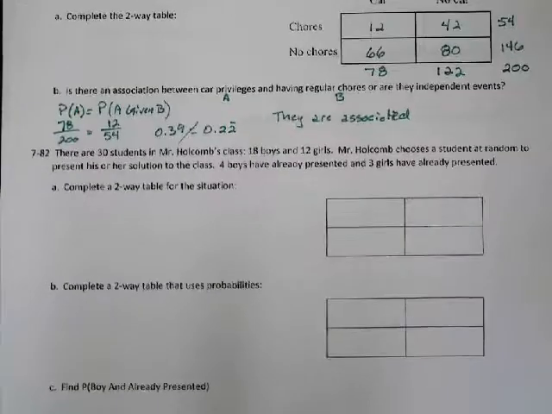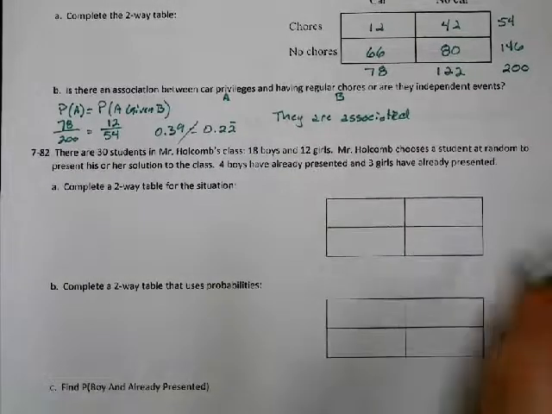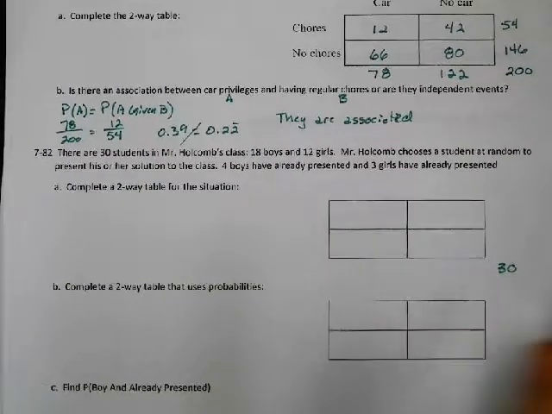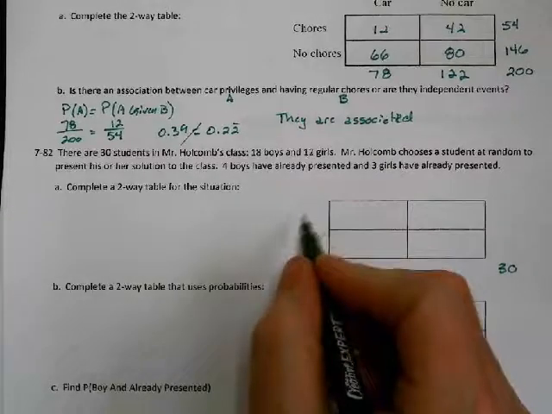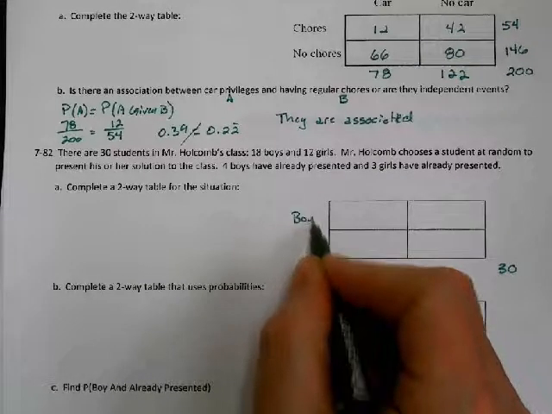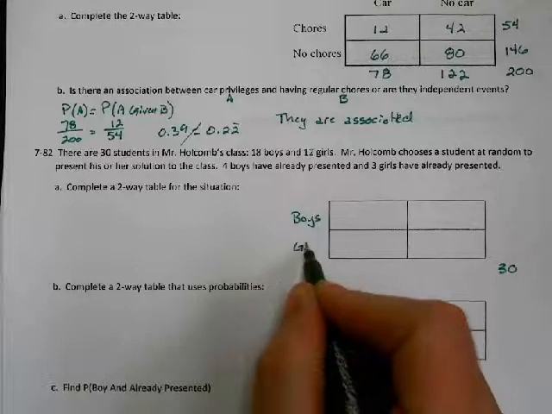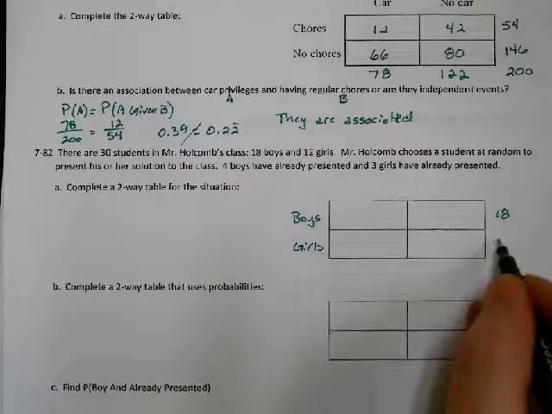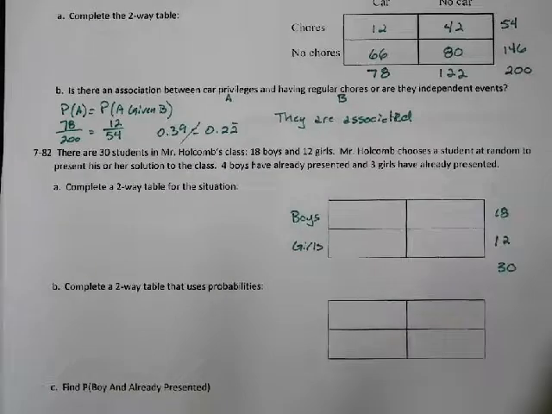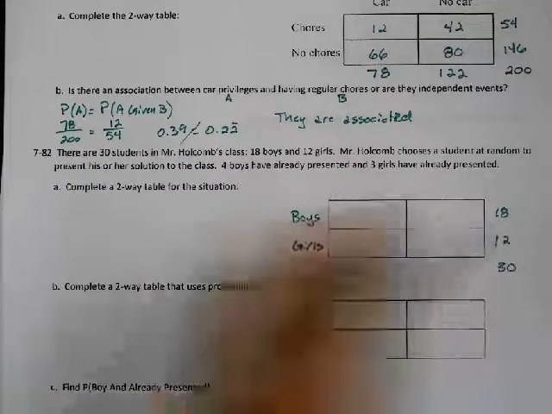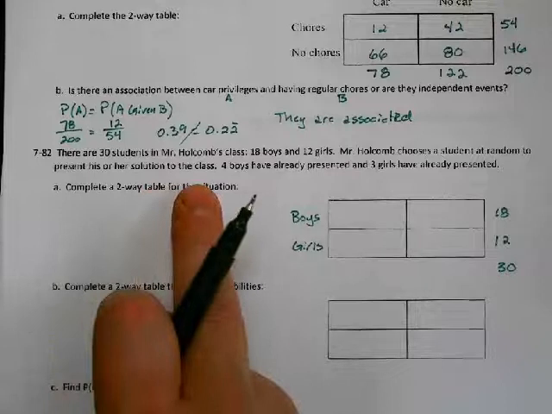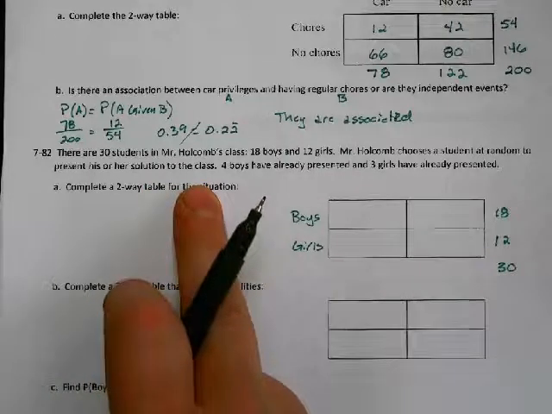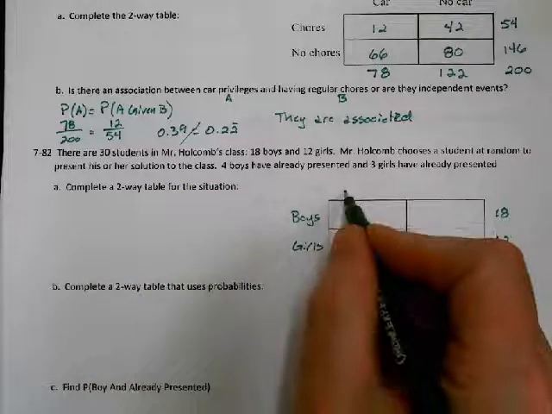All right, next one. 30 students in Mr. Holcomb's class. Okay, so here's my total of 30 students. Looks like I got 18 boys and 12 girls. So boys and girls. Total is 18 of the boys, and looks like there are 12 girls. Okay, I choose a student at random to present their problem to the class. So I'm going to have them present.